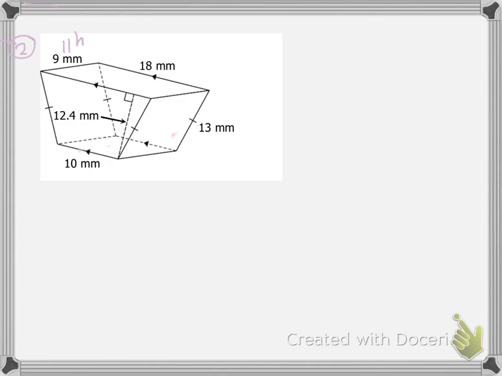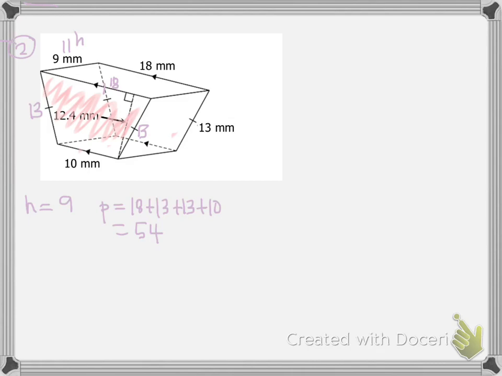Okay, so now the perimeter of your base. Our height between bases is going to be 9. The perimeter of the base is going to be what? Remember we're looking here. So this would be 18, this would be 13, 13. So 18 plus 13 plus 13 plus 10. So that should give me 54 millimeters.